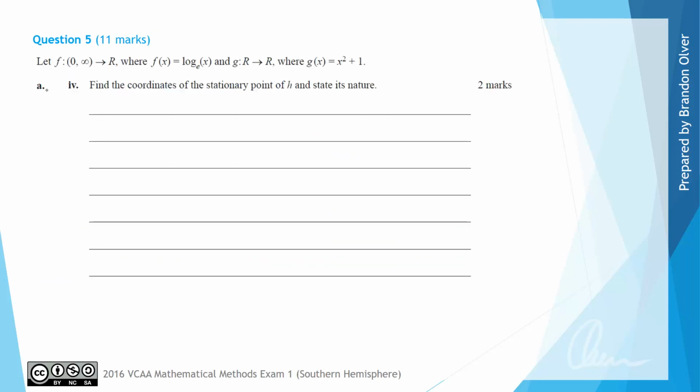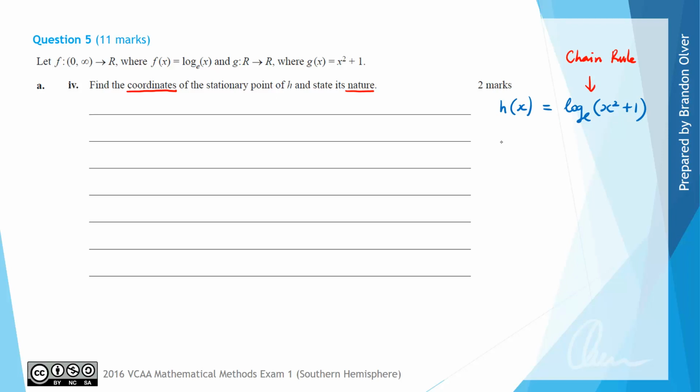And for part 4 of part A of this question, we're asked to find the coordinates of the stationary point of h and state its nature. So there's two things that we're going to need to write at the end of this question. We just need to remember that h of x had the rule log e of x squared plus 1, and that if we want to differentiate that, we will need to use the chain rule. That's because there's a function inside a function.